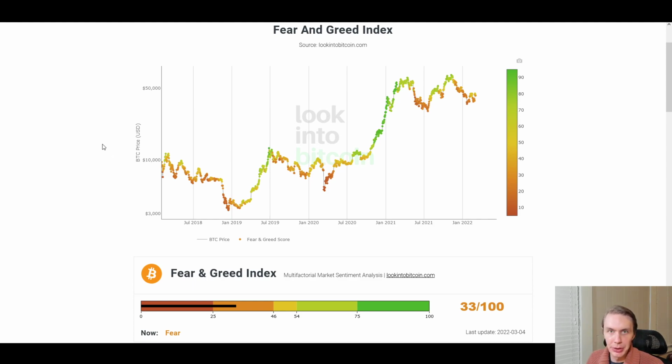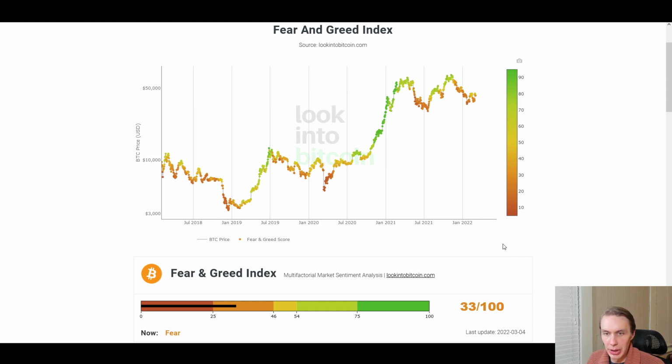If you're not familiar with the Fear and Greed Index, it's basically trying to gauge sentiment in the market: fear when everyone's fearful, greed when everyone's greedy. Generally speaking, you want to be the opposite of what the market is, or at least that's the general heuristic: when everyone's greedy, you want to be fearful, and when everyone's fearful, you want to be greedy. Obviously not financial advice, but that's the motto, the rule of thumb that people use for sentiment.